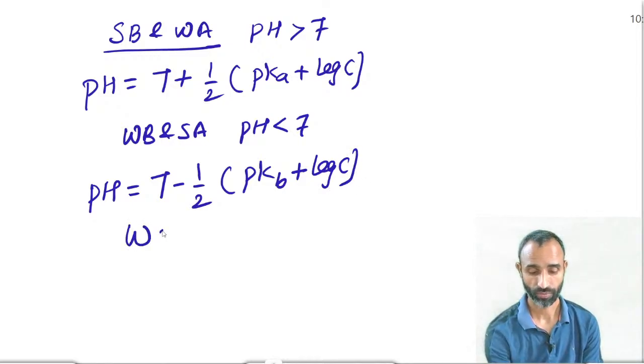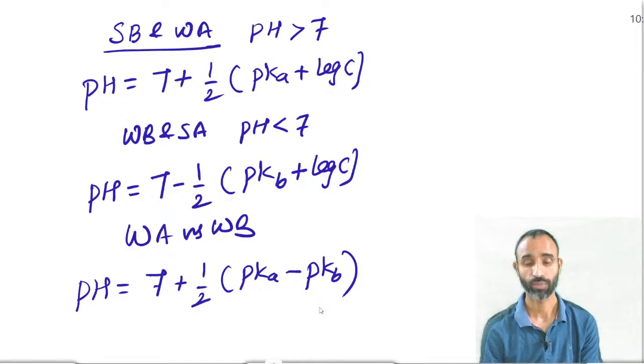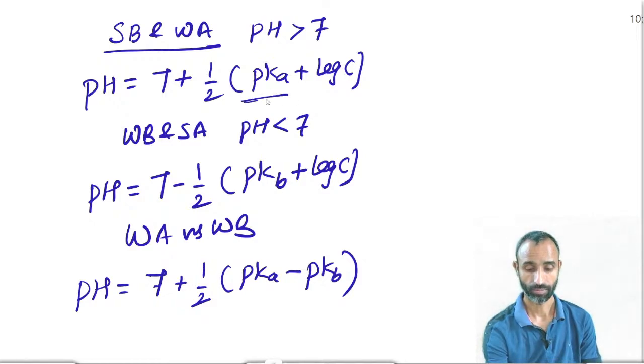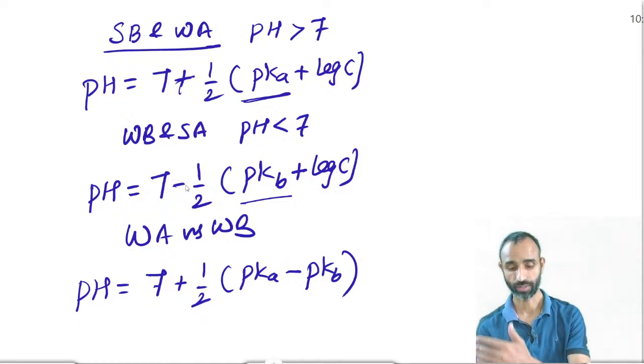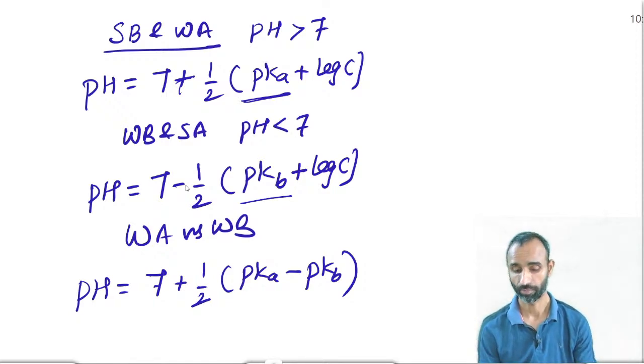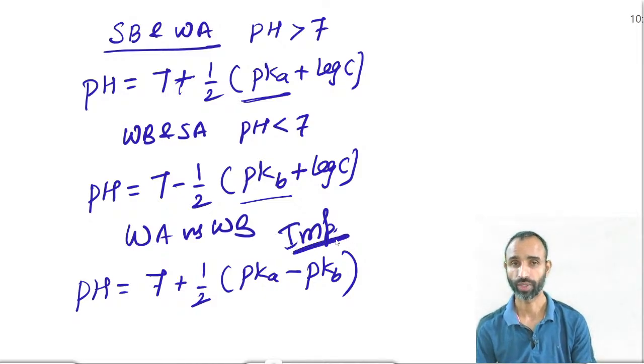If both are weak, then pH is equal to 7 plus half of pKa minus pKb. See, pKa is plus, pKb is minus. So that's it. It is 7 plus half pKa minus pKb. This one is most important. It is also given in NCERT.